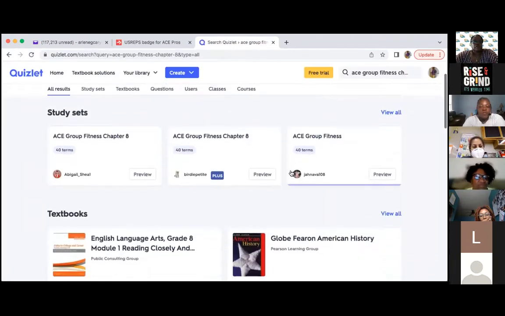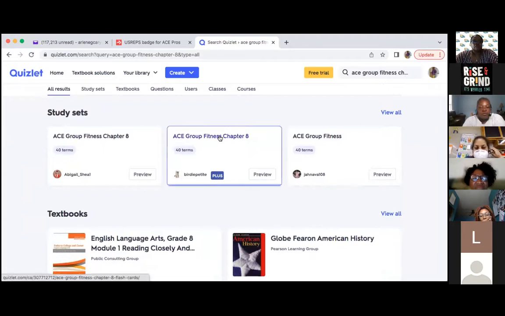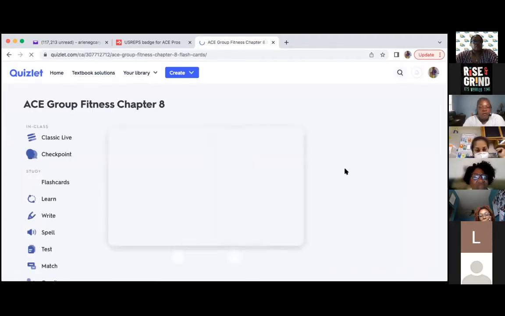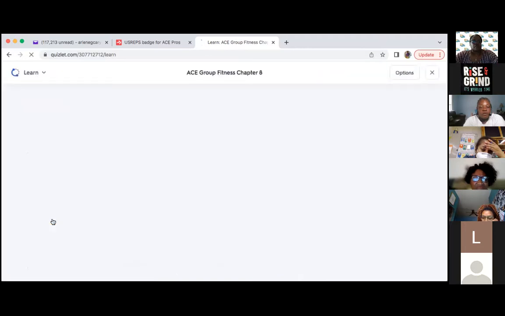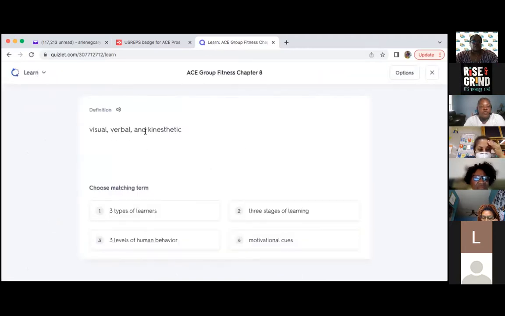So here's some examples for just the chapter 8. So again, that's the flashcards. I'm going to go to the learn. So visual, verbal, kinesthetic. So choose the matching term. Which one would that be? What would that be?